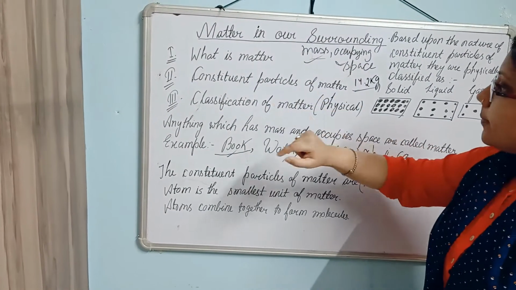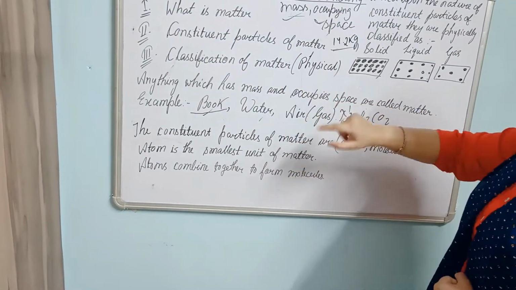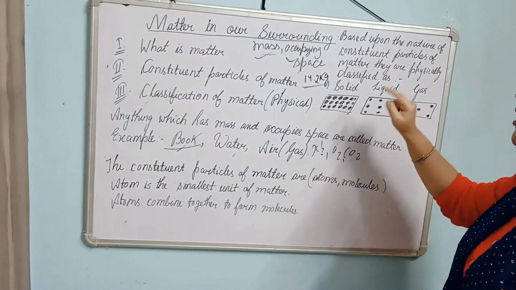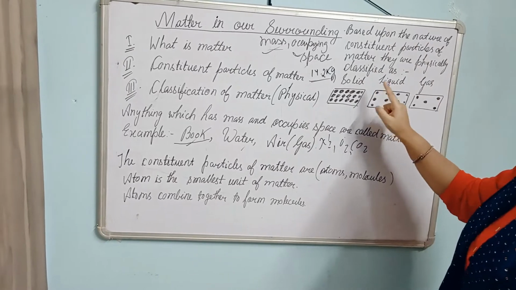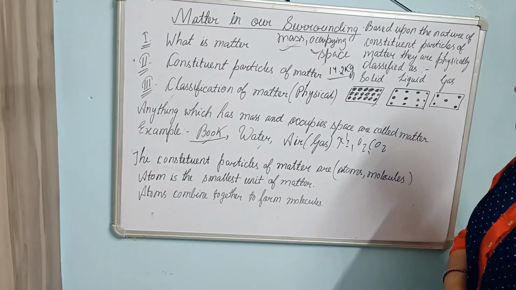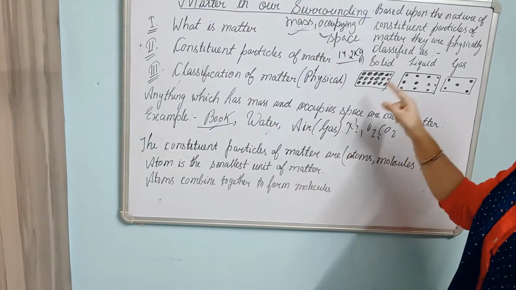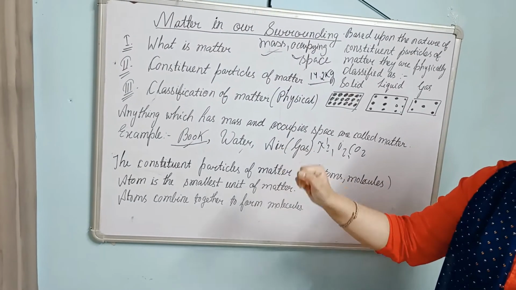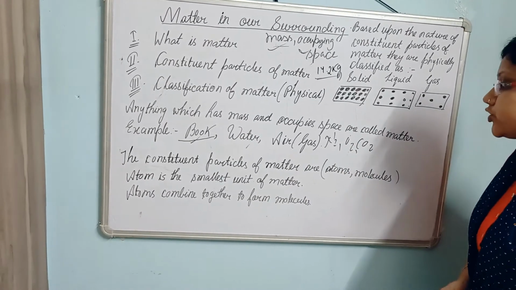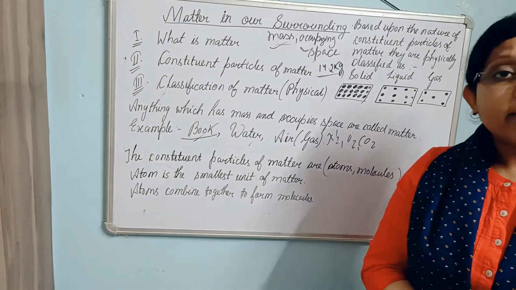Now, with this topic, we will go to the third one. Based upon the nature of the constituent particles of matter, the matter is physically classified as solid, liquid and gas. The example of solid is book. The example of liquid matter is water. And the example of gas I have written over here is nitrogen, oxygen, CO2 and many more.